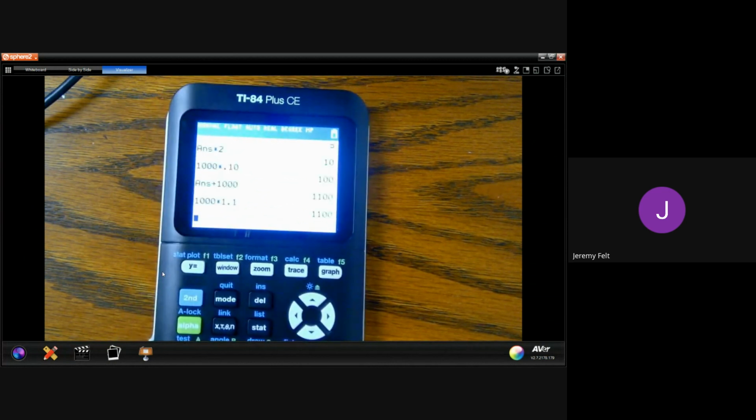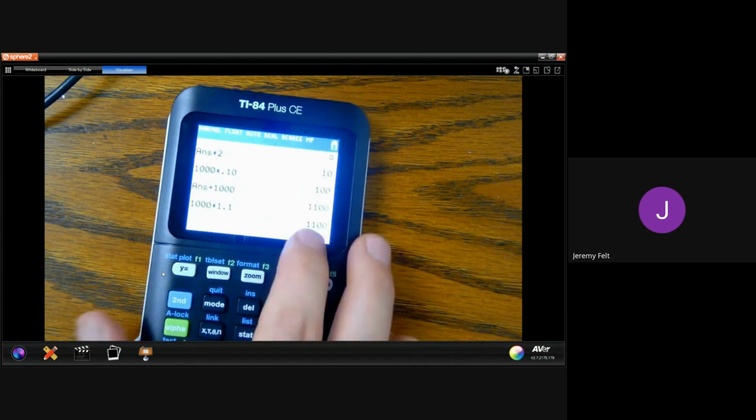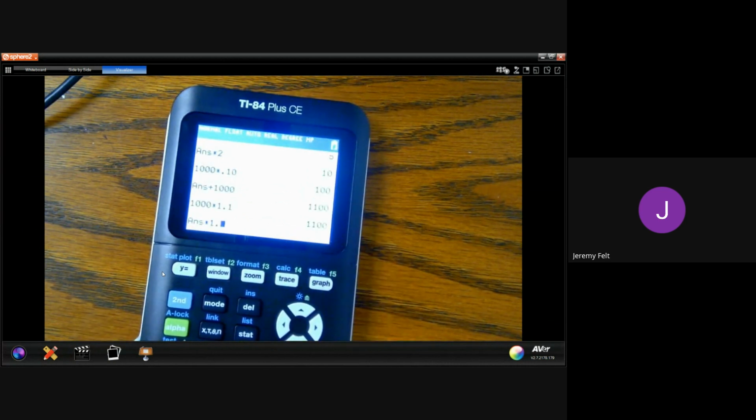So 1,000 times 1.1, because this is 110%. If it's going up 10%, it's going to be 110% of the original. So this is year 2, times 1.1 for year 3, times 1.1 year 4, times 1.1, and continuing on.